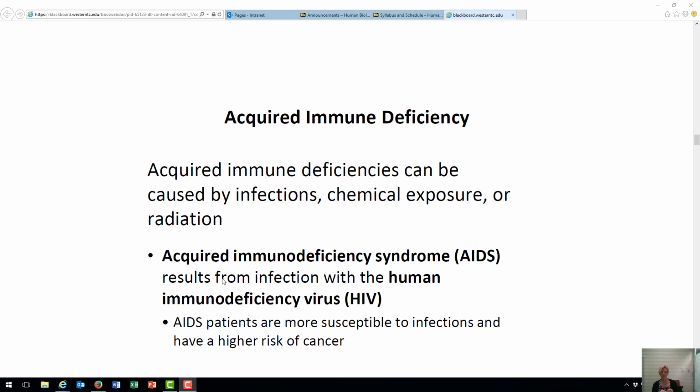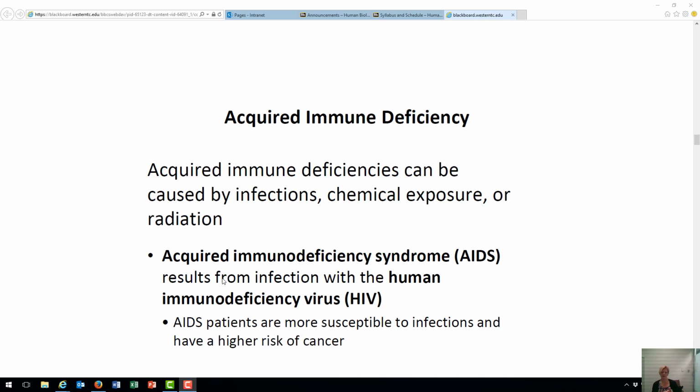Some examples of immunodeficiencies that we've heard of in the media and have been around for a while now is AIDS, which stands for Acquired Immunodeficiency Syndrome, and that happens when the HIV virus enters the body through a break in the skin. So that could be through intercourse, it could be through IV drug use. We know it can happen.